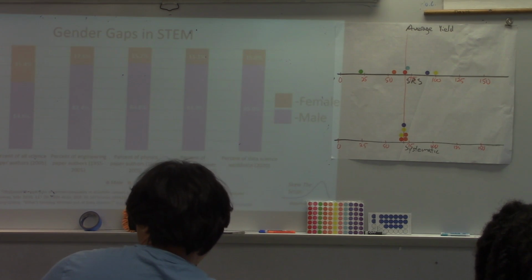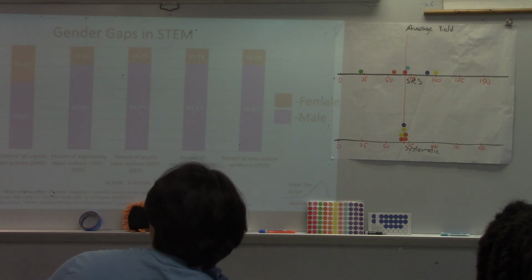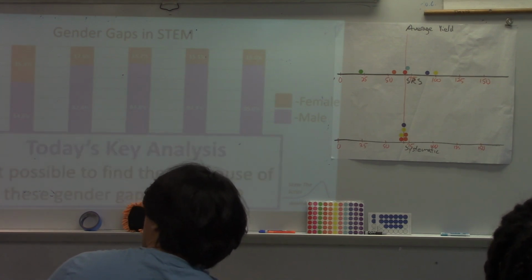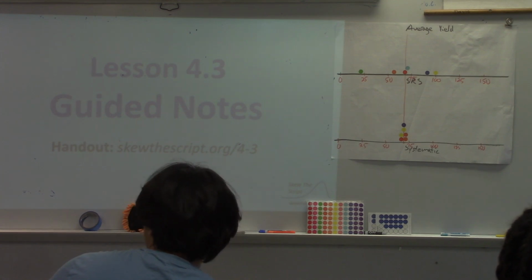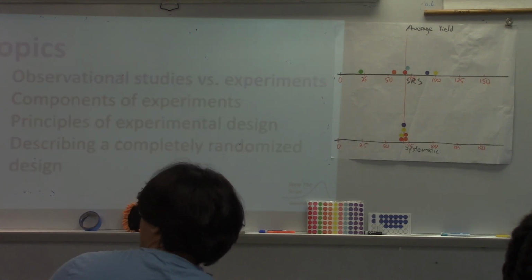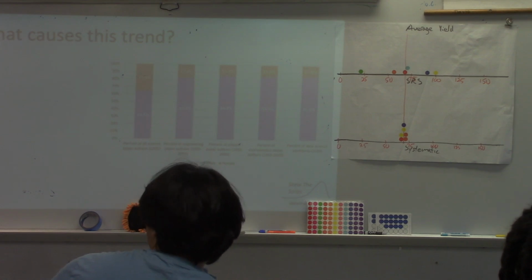And then percent of data science. So, the data science world is newer, but again, very male dominated. So, what is the true cause of the gender gaps in science? What are some of the explanations? So we're about to look at observational studies versus experiments. Correlation does not equal causation. So what causes this trend?